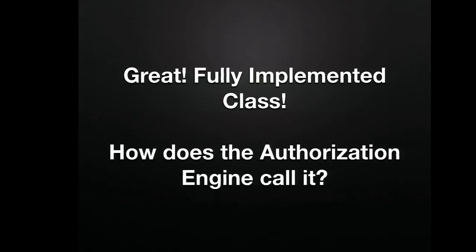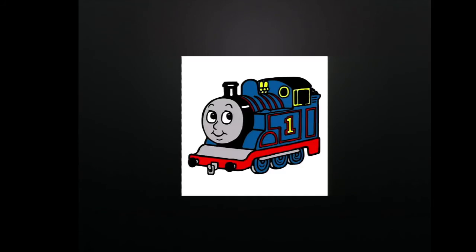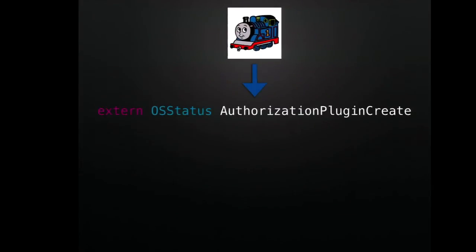But how does the authorization engine call it? We still haven't set up that external facing C function that we were talking about. Authorization engines don't call Objective-C classes. We kind of have to bridge that gap with a wrapper. So what we're going to do is, here's our authorization engine, just an example. It's looking to call this authorization plugin create. It's defined somewhere else, not inside of it.